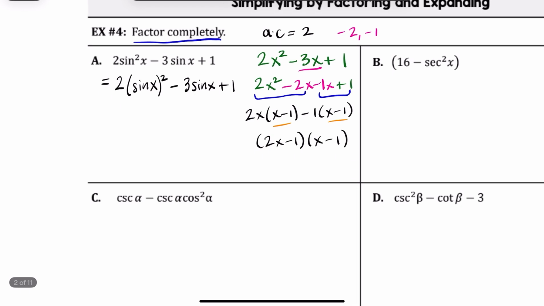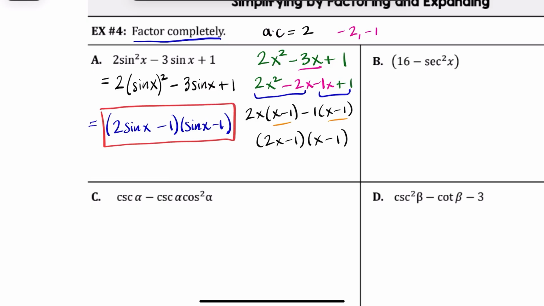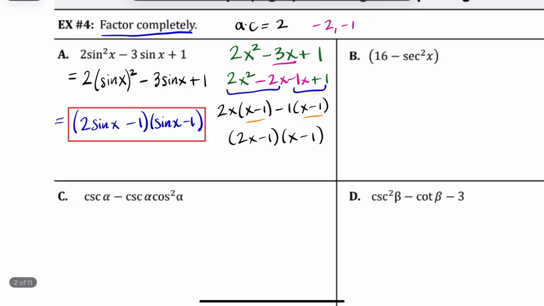Now looking at my expression, I know that instead of x, we have sine x. So I can just write my expression as 2 times the sine of x minus 1 times the sine of x minus 1. And that would be my factored expression. To check this, I could just multiply everything out, and I would get the trinomial that we started with.